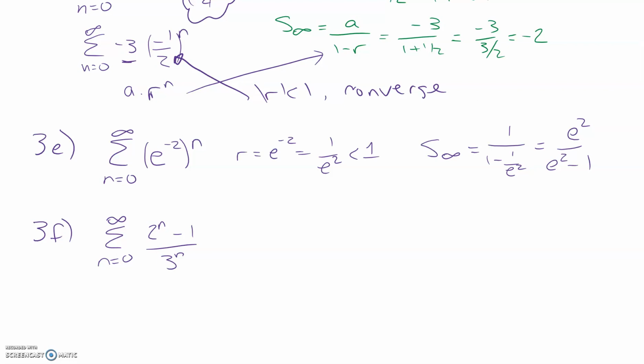If you start drawing this out, if I plug in 0, I need to make this a little more evident. I'm going to plug in 0. If I plug in 0, I get 1 minus 1, so I get 0. Then I'm going to plug in 1, and I'm going to get 1/3. And then I'm going to plug in 2, and I'm going to get 3.